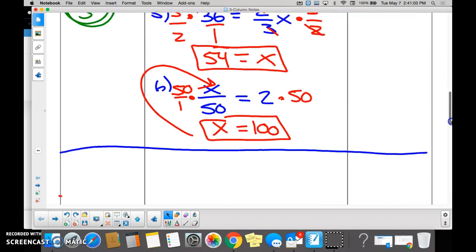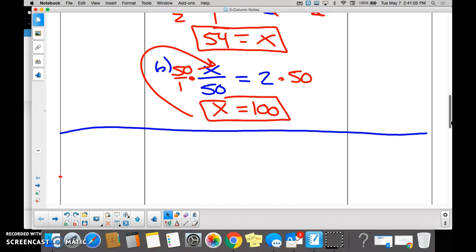How about number 6? x/50 equals 2. What's the goal? Get the variable alone. What's being done to the variable x? Division. It's being divided. How do you undo division? Multiplication. So what am I going to multiply by? 50. 50/1, or 50, right?